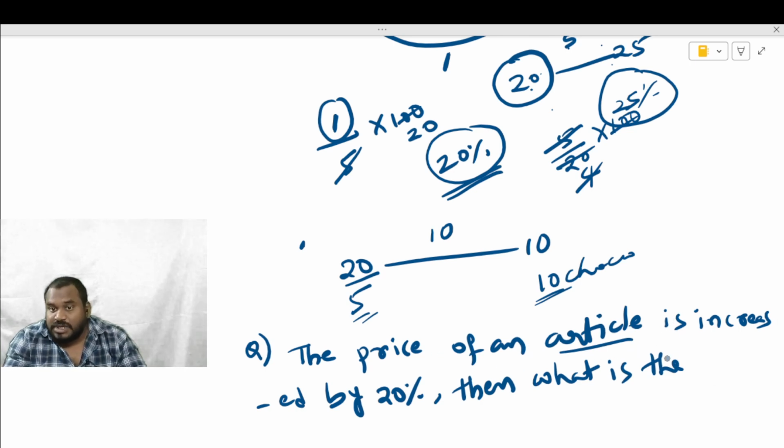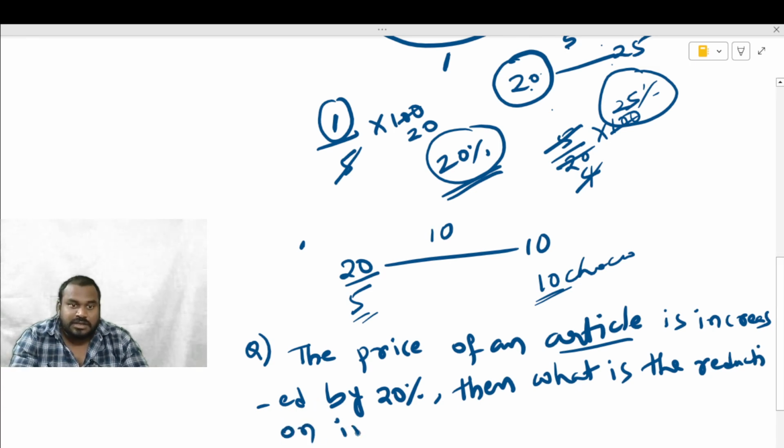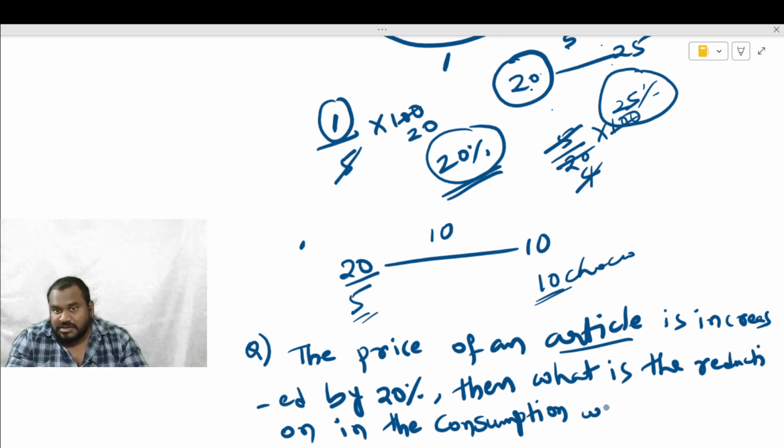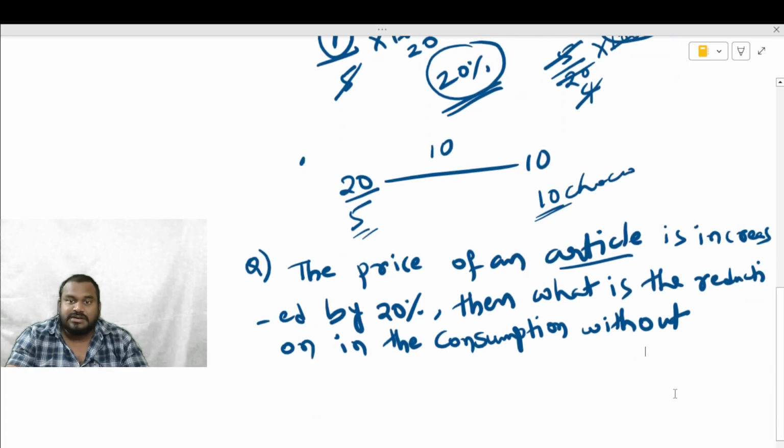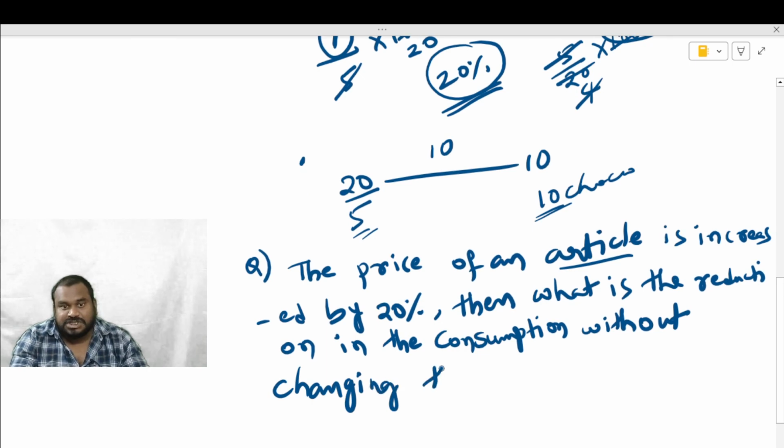So then what is the reduction in the consumption with a condition? What is that condition? Without changing the expenditure. Expenditure is nothing but the budget. Without changing the expenditure. See, here expenditure is common.